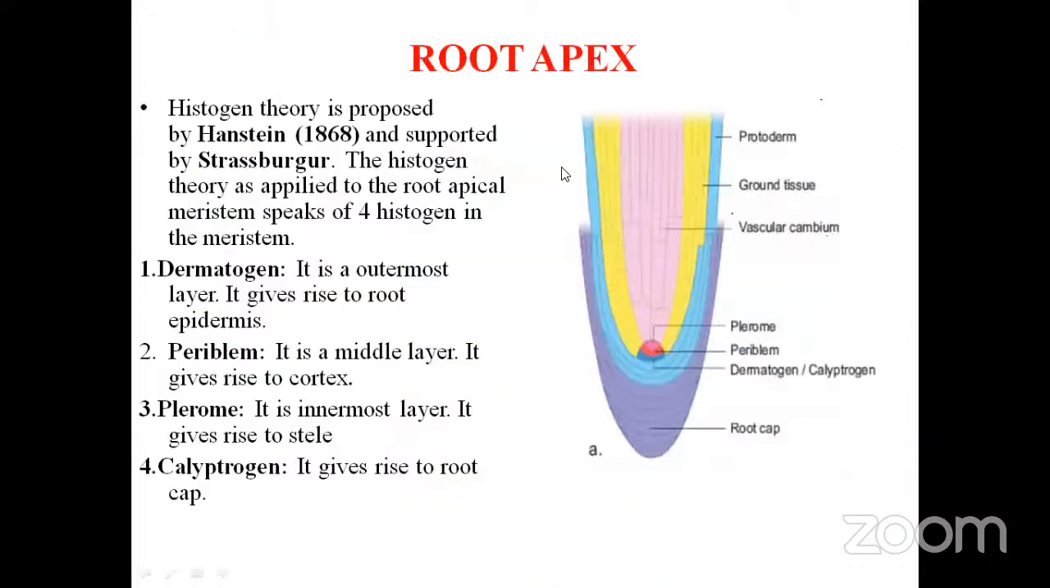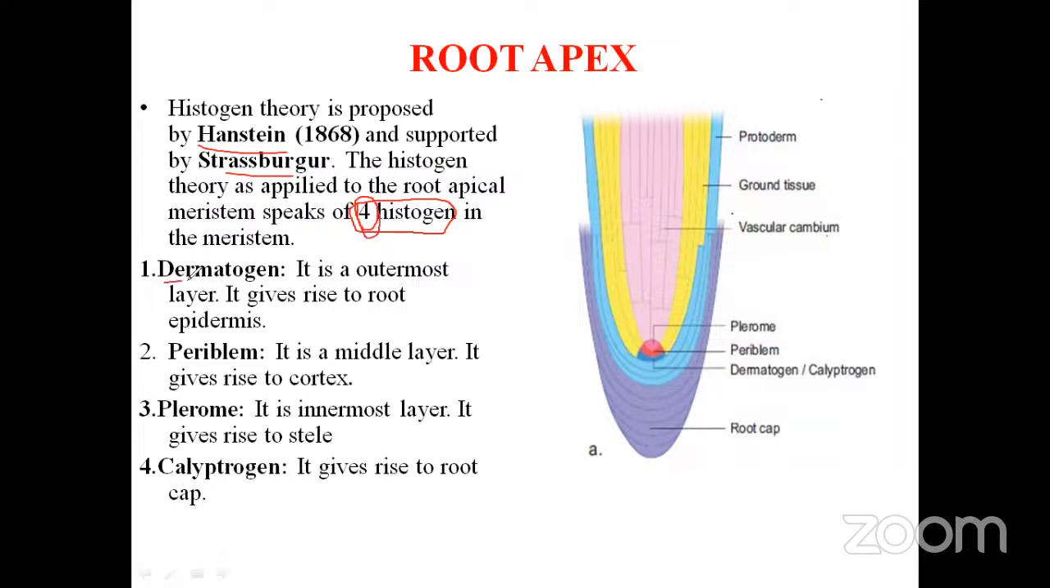Now root apex theories: common apical cell theory, no need to explain, and also histogen theory, but somewhat different in the diagram. Here also the same group of divisions, group of cells, but different in the root apex. This is from the root apex. According to root apex histogen theory, Hanstein, four regions. In shoot there are three regions, but in root, four regions.